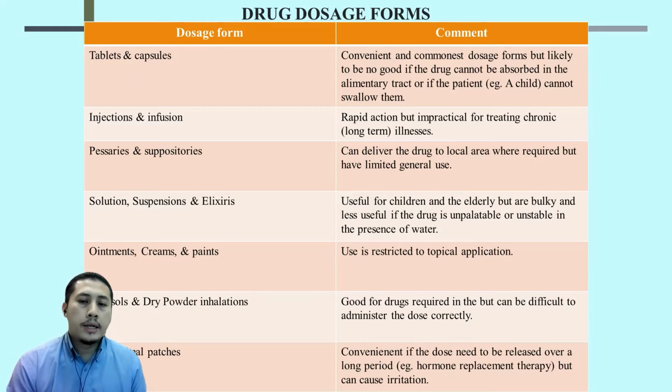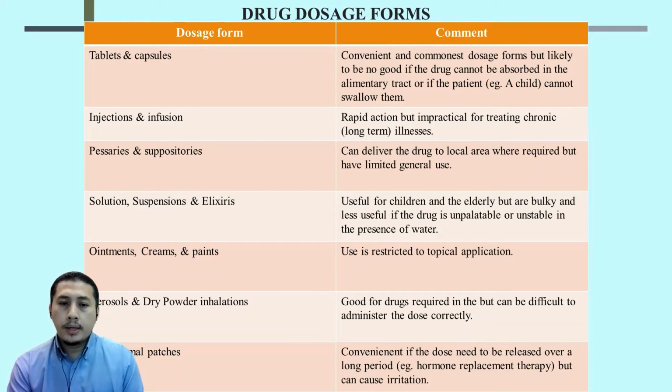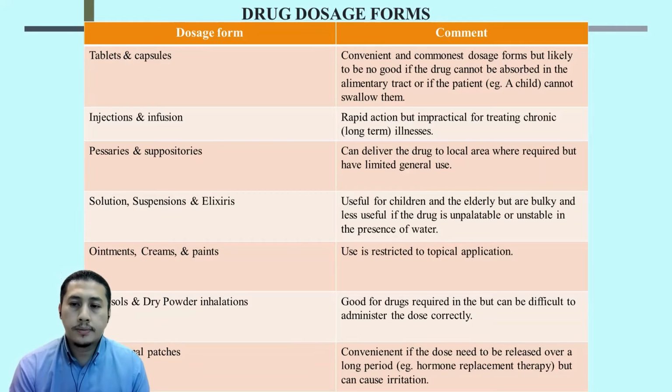Pessaries and suppositories can deliver the drug to local area where required but have limited general use. Solutions, suspensions, and elixirs, useful for children and the elderly but are bulky and less useful if the drug is unpalatable or unstable in the presence of water. And then ointments, creams, and paints. Use is restricted to topical application. Aerosols and dry powder inhalation, good for drugs required but can be difficult to administer the dose correctly. And transdermal patches, convenient if the dose needs to be released over a long period.